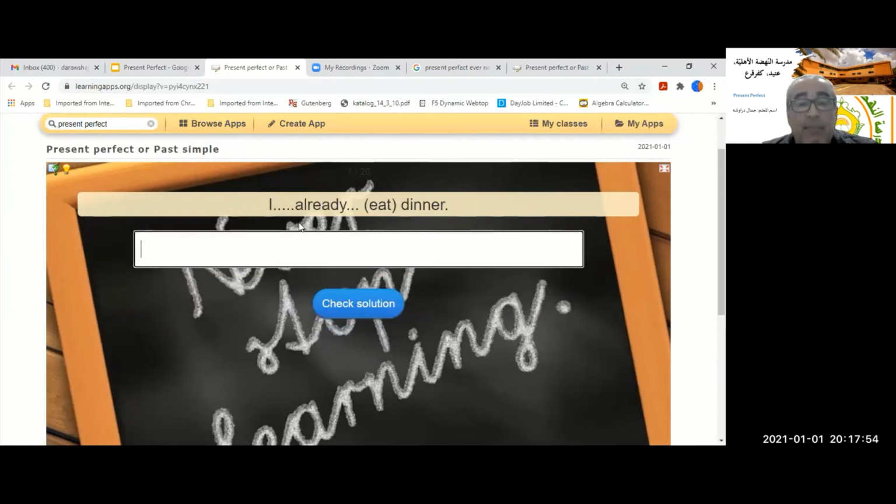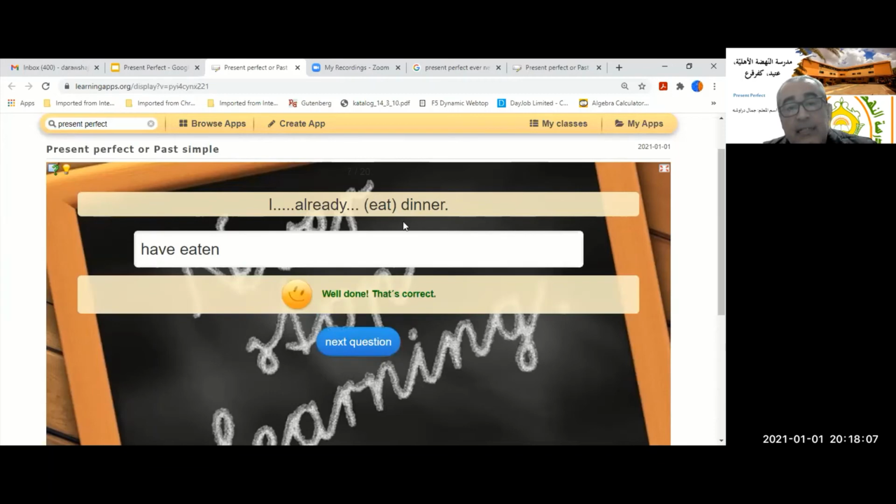And the last example, I already eat dinner. So it should be I have already eaten dinner, using verb 3, eaten.